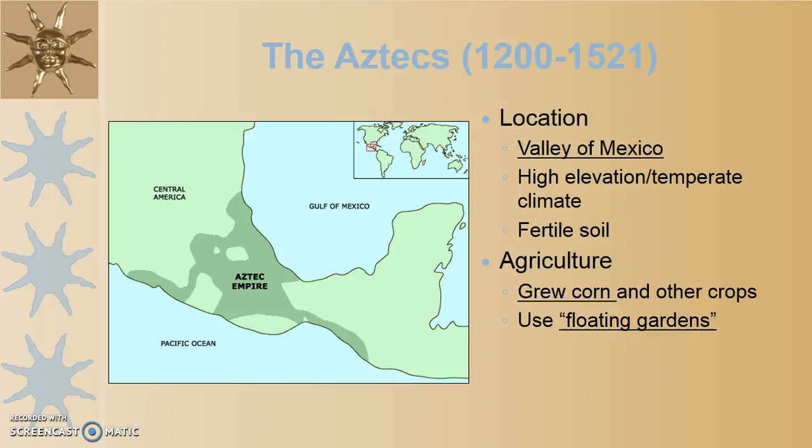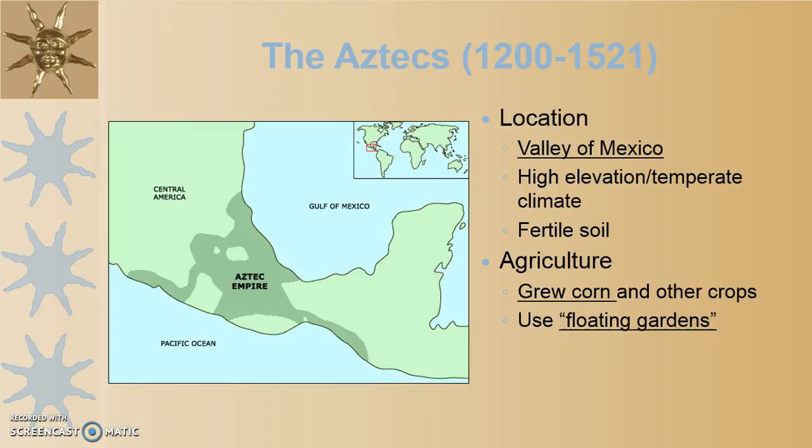So again, take your maps and highlight the area where the Aztecs were located around 1200 to 1521 AD. The Aztecs were in the Valley of Mexico, in this area here. There was very high elevation and also a temperate climate that allowed for a lot of agriculture and very, very fertile soil. So they grew corn just like the Maya and other crops, but corn is usually the staple in this area.